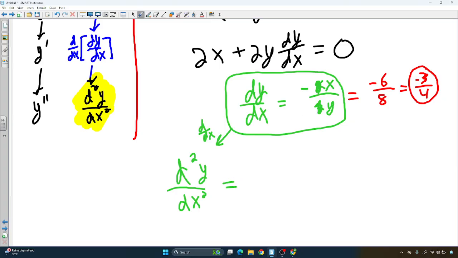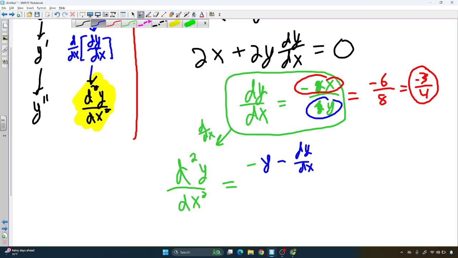That is a quotient rule. Derivative of the top, should we do different colors? Probably. Derivative of the top times the bottom minus derivative of the bottom times the top. Derivative of the top, just a negative 1, times the bottom minus the derivative of the bottom times the top, which actually has that negative again, so that's a plus x now, all over the bottom squared. So there's not a lot of simplifying there, right?